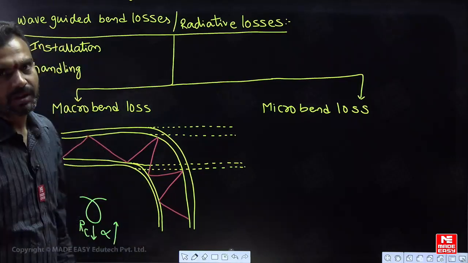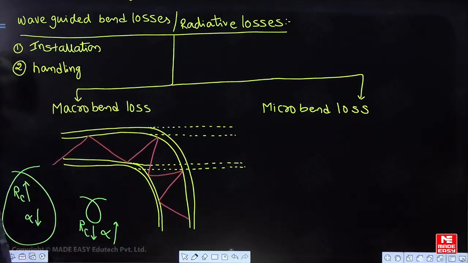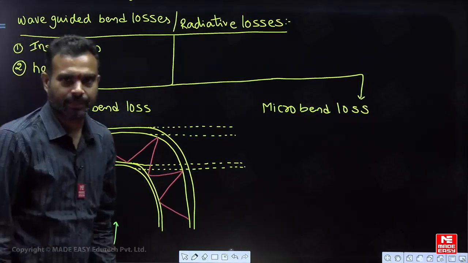So, this phenomenon is called bending, which bending? Macro bend loss we are having. Then we can have some formulas, what is the radius of curvature formula. I can explain to you, so please concentrate.